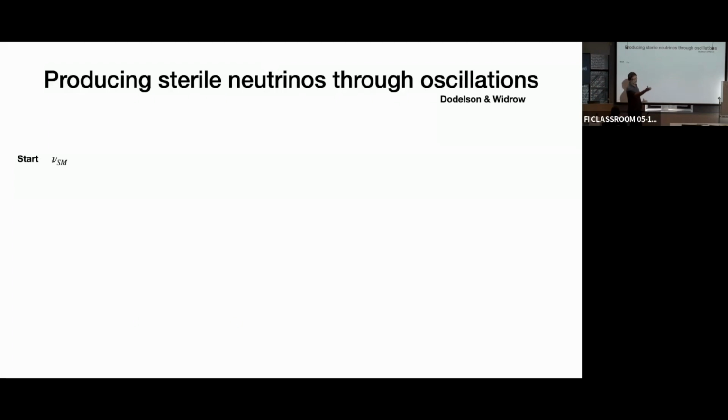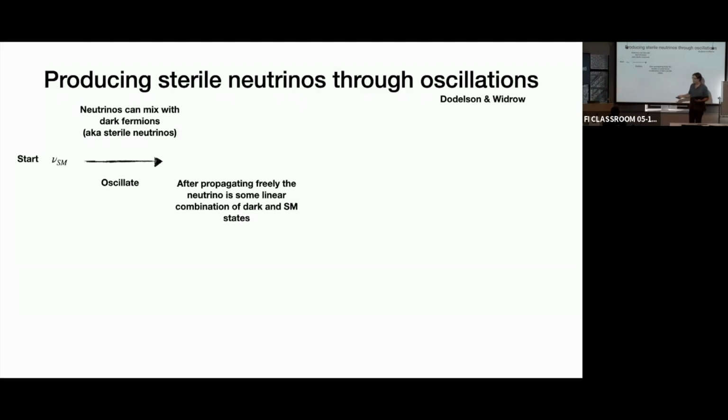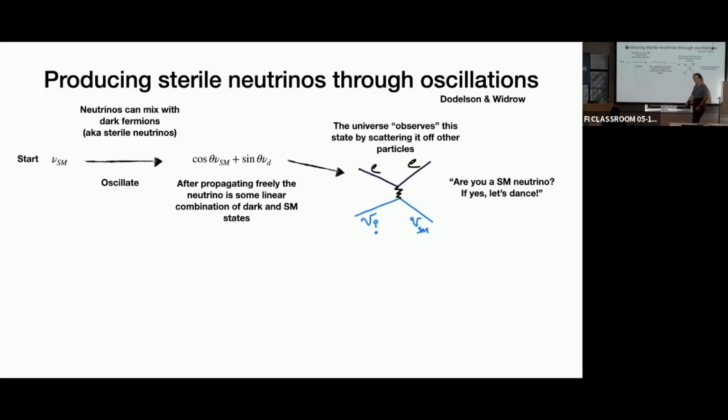So now I've got some standard model neutrino, and that standard model neutrino is flying, happily minding its own business, but it mixes with this dark fermion, and so it oscillates. So it's just cruising along, it oscillates, and all of a sudden it's no longer a standard model state, it's now some linear combination of standard model and dark states. So it's cosine theta standard model, sine theta dark. And then this mixed state continues to propagate until the universe makes an observation. Because the universe is going to ask the question, are you a dark state or are you a standard model state? And it does that by trying to scatter.